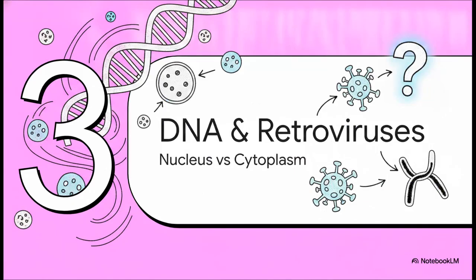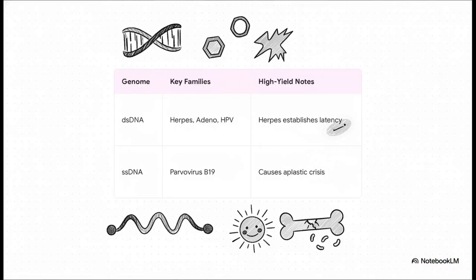All right, on to Section 3, DNA viruses and retroviruses. Now, with DNA viruses, most of them are double-stranded. Heavyweights like herpes, adenovirus, and HPV, they all follow the rules and travel straight to the host's nucleus to replicate. Simple enough, right? But then you have the single-stranded outlier, parvovirus. Parvovirus B19 is highly tested because it triggers some very unique clinical presentations, most notably causing an aplastic crisis in patients who have sickle cell disease.